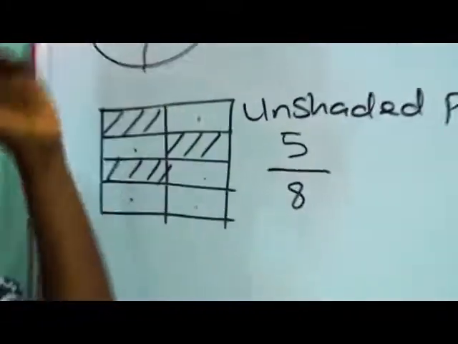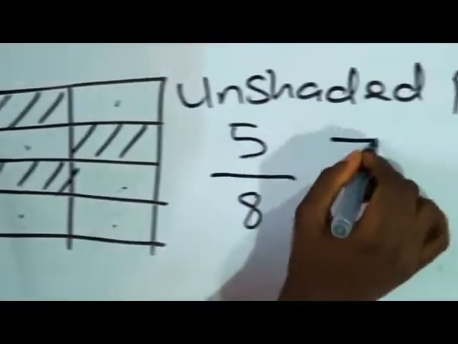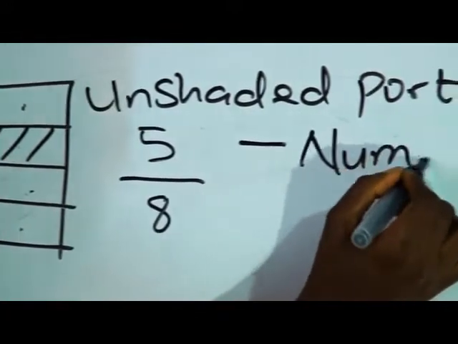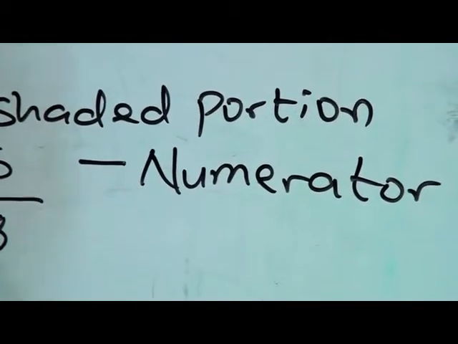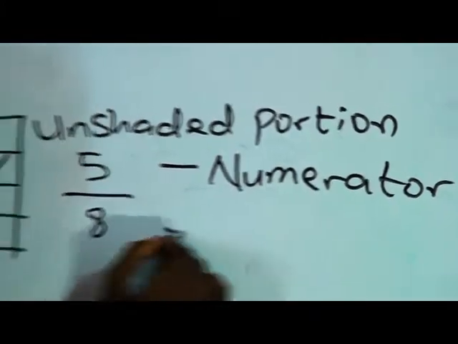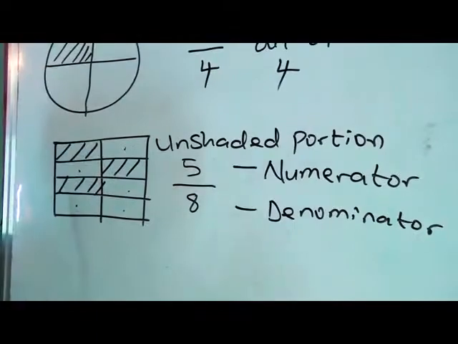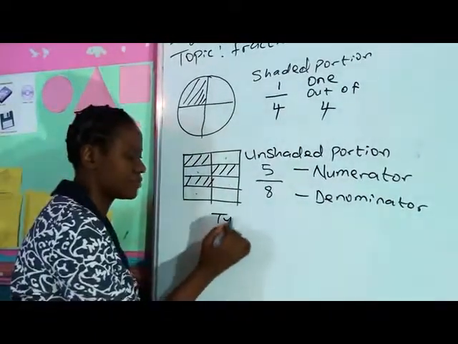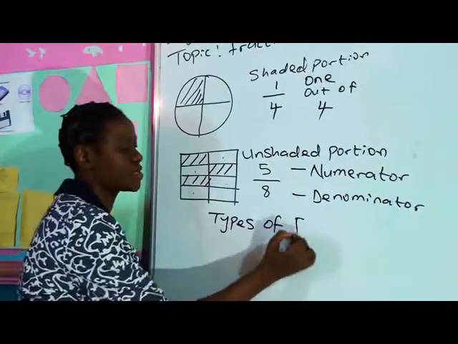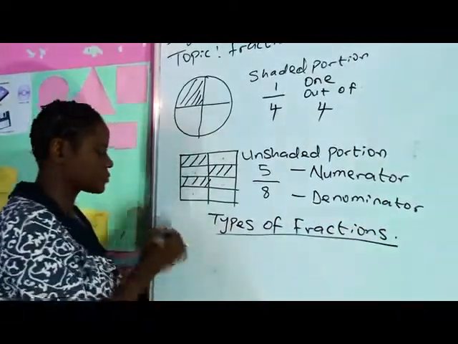I call this upper number, the number on top, the numerator, and the lower number, the denominator. We have 3 types of fractions.